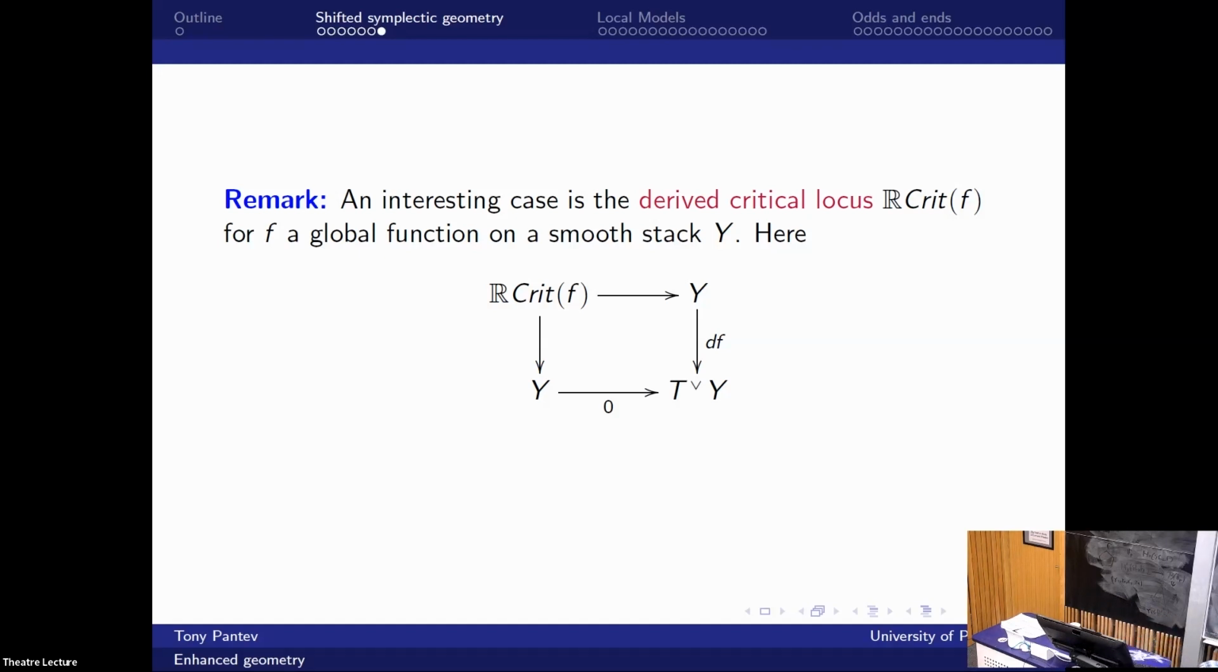It comes naturally equipped with a DG algebra of functions coming from the derived tensor products of those functions. So this is a Lagrangian intersection of two Lagrangians in the cotangent bundle, the derived critical locus of a function. And in particular, it is -1 shifted symplectic. If the function is just a function; you can also take shifted functions and then you can get other shifts. So one way to produce a -1 shifted symplectic guy is to take the derived critical locus of a function.